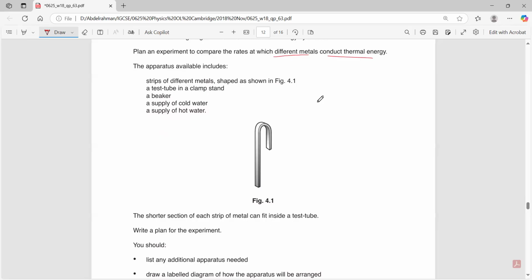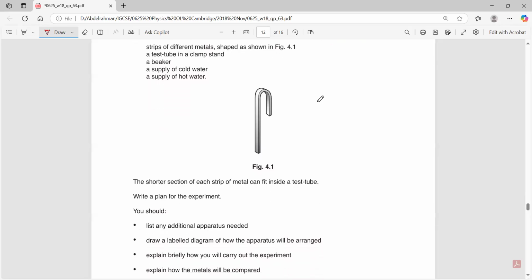The shorter section of each strip can fit inside a test tube. So we need to test how good of a conductor this metal is, and then we need to repeat with different metals.